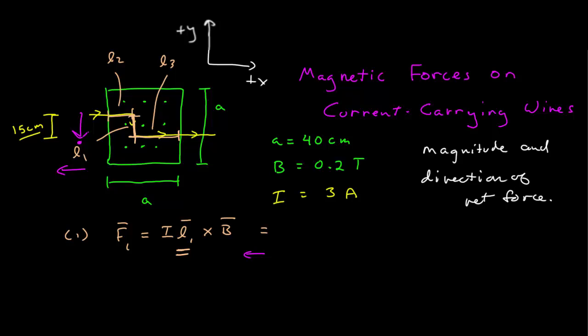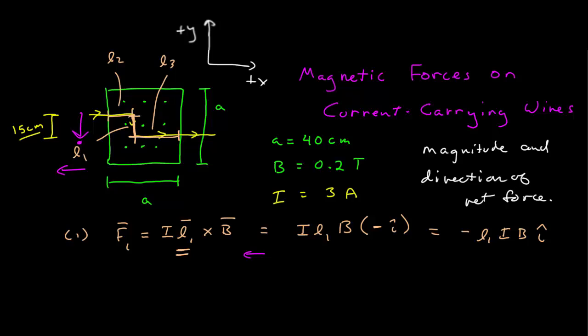Verify yourself that that's true. I can't show you my hands. But they're at right angles, and so we just have the magnitudes: the magnitude of the current, the length of that wire segment, and the magnitude of the magnetic field. To the left would be in the negative i hat direction. So this force is negative L1 I B i hat.